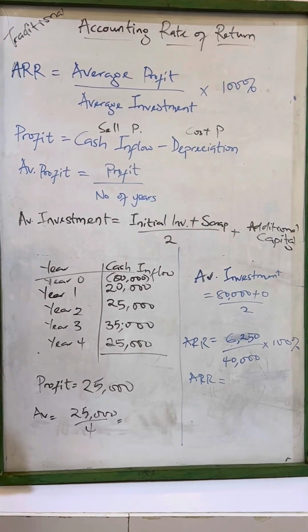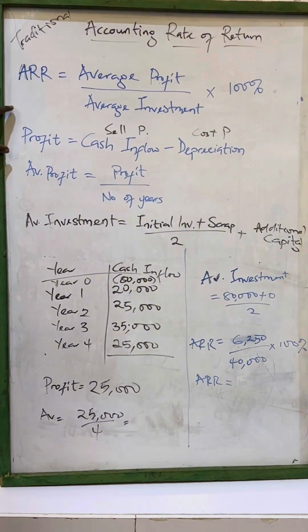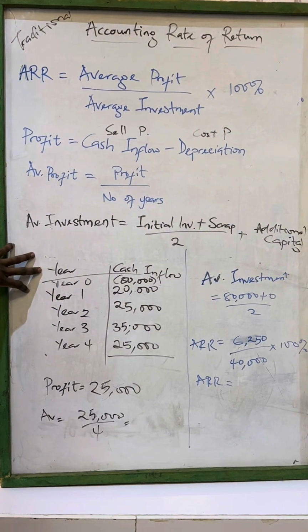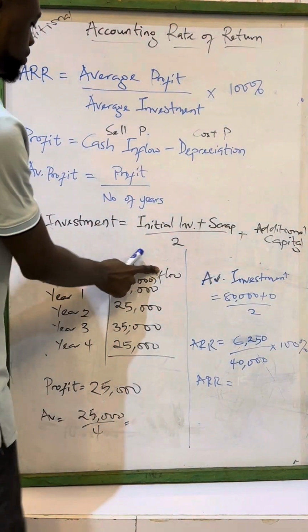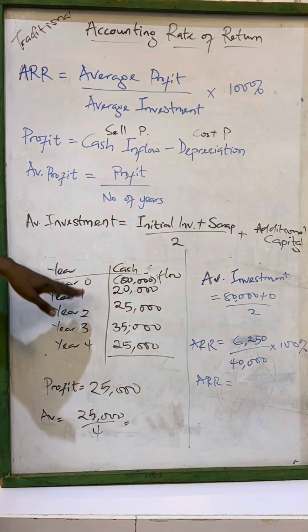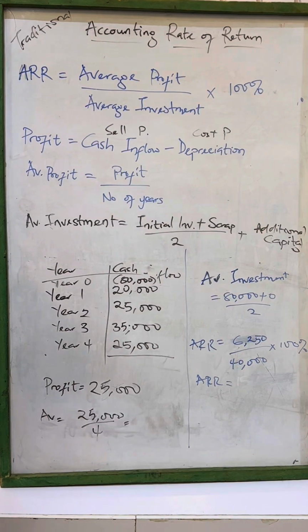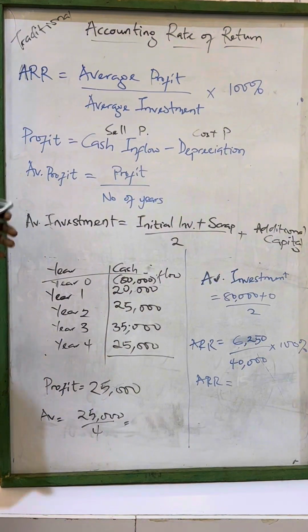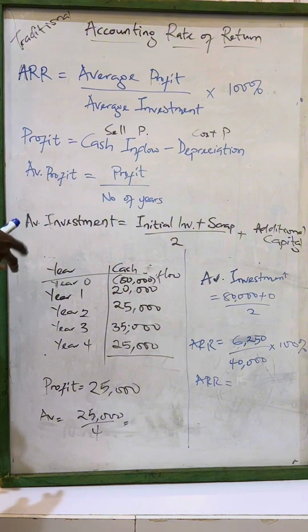How to calculate our ARR. Take note of the formulas I gave initially. So looking at this table here, it is showing the cash flow whereby you invested 80,000 naira and it's showing the amount you're getting in. So let's say for example, if this particular investor requires a return of, let's say 20% on this investment, should he invest into this or not?